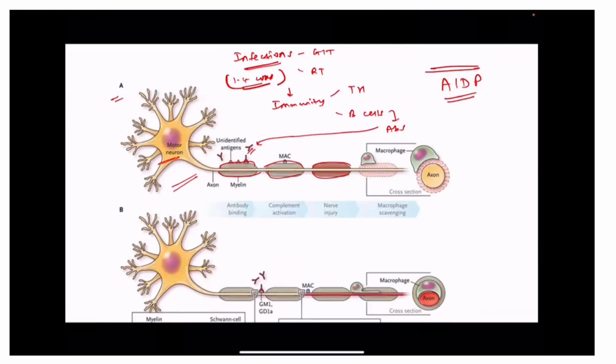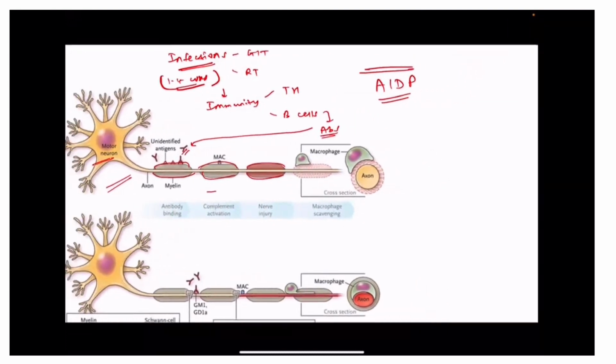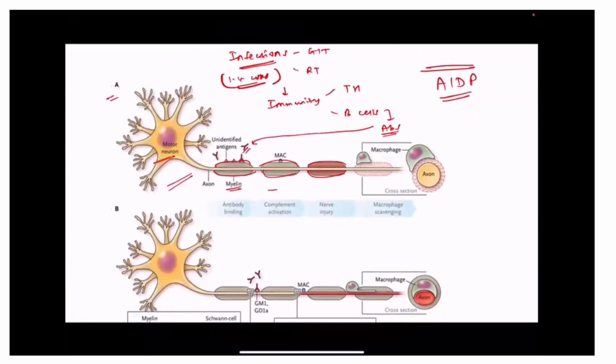These antibodies typically go and affect your myelin sheaths, the myelin around the nerves. This is what happens typically in AIDP, wherein these antibodies are not named. So you don't have to remember any particular antibody for the AIDP type.